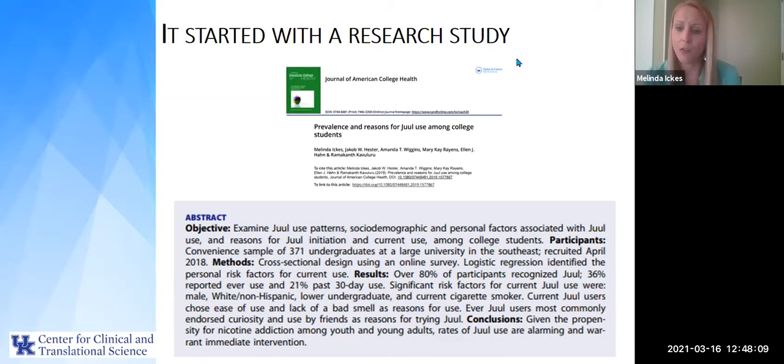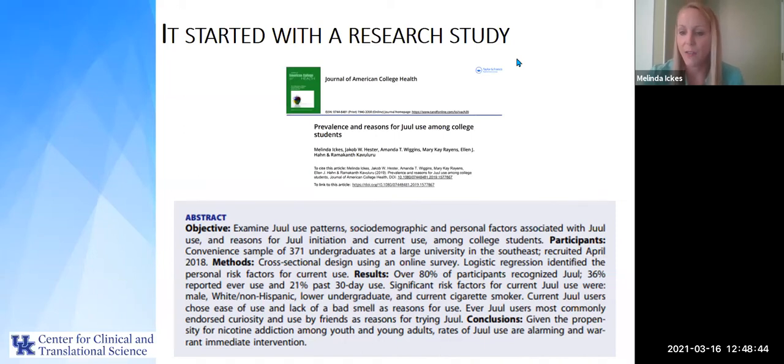At the time, over a third of our convenience sample of college students reported ever using Juul, which again is just one brand of e-cigarette that had kind of ramped up the market at the time. And then 21% had reported current or past 30-day use. So when I first saw these statistics come out when we were working on this study, I was honestly taken aback, because these rates were higher than any other substances we had seen in a really, really long time. And so equally concerning because of the nicotine concentration in these products.